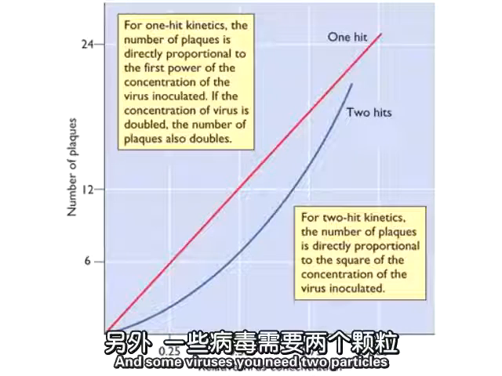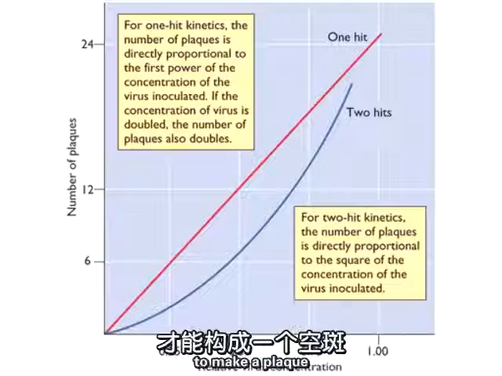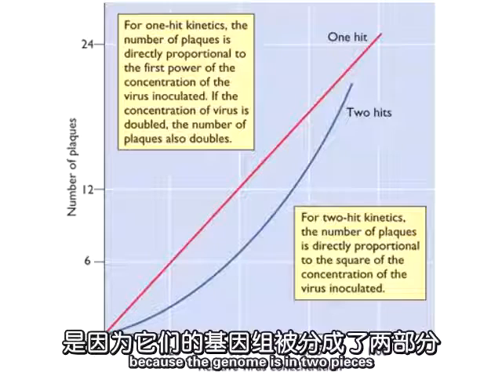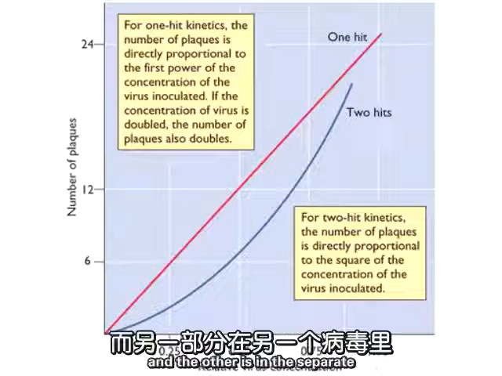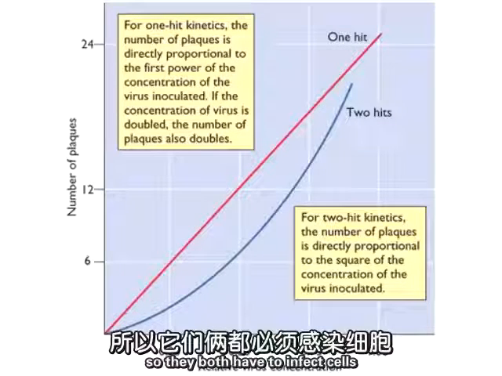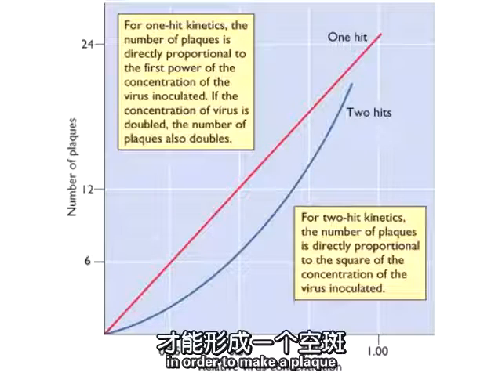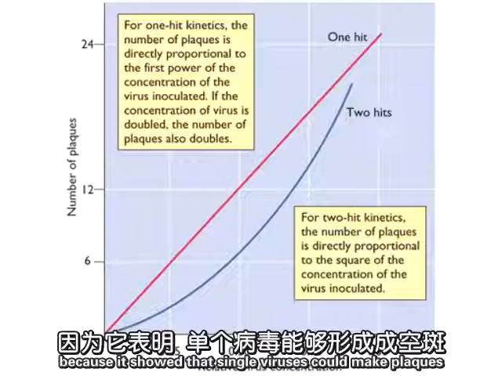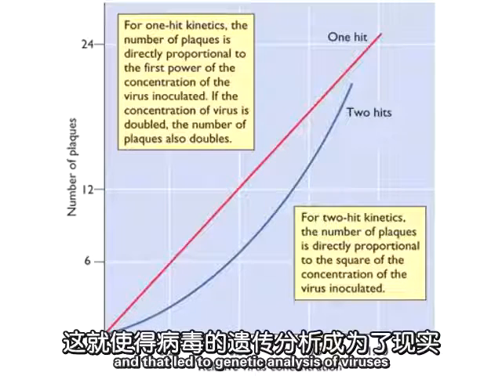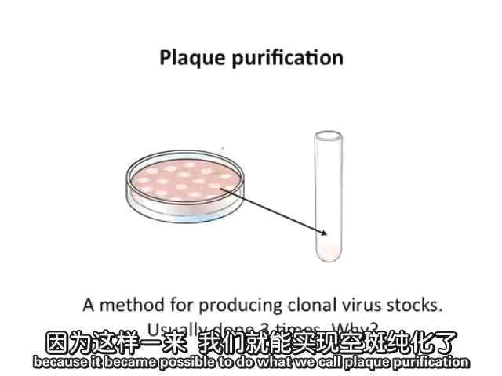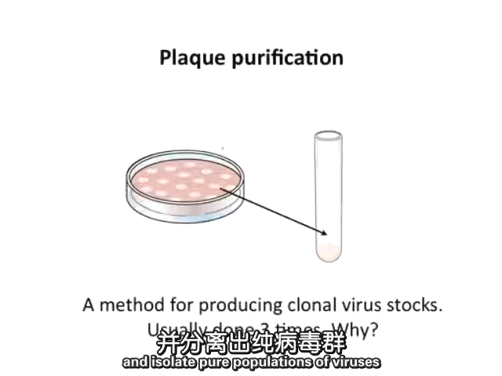For some viruses, you need two particles to make a plaque because the genome is in two pieces. One piece is in one virus and the other is in a separate one, so they both have to infect cells in order to make a plaque. This was very important because it showed that single viruses could make plaques, and that led to genetic analysis of viruses, because it became possible to do what we call plaque purification and isolate pure populations of viruses.